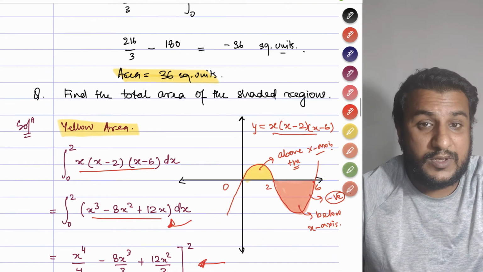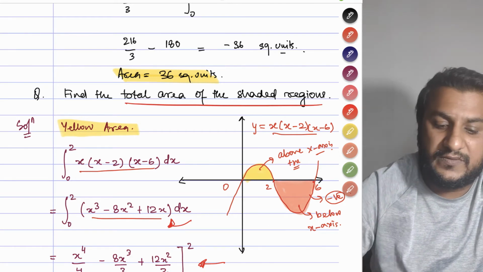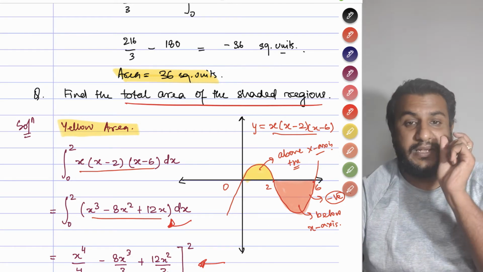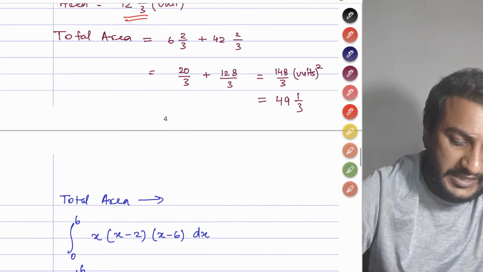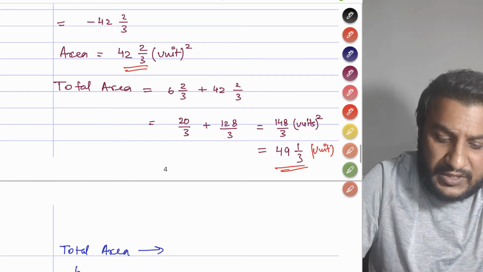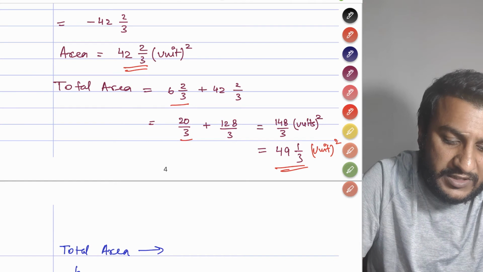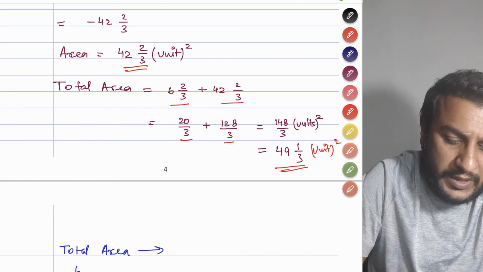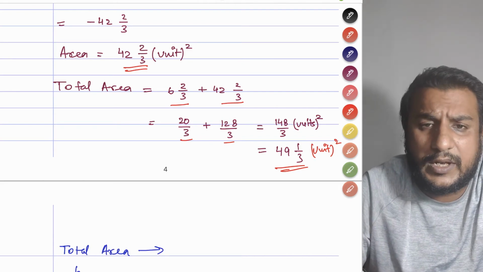Okay, now the question was, what is the total shaded area? Total shaded area of the region. So total shaded area would be yellow plus red. If you sum up, you'll get the total shaded area as 49 1 by 3 units square. This is 6 2 by 3, which is 20 by 3, and 42 2 by 3, which is 128 by 3. If you add up and simplify this, you will get 148 by 3.